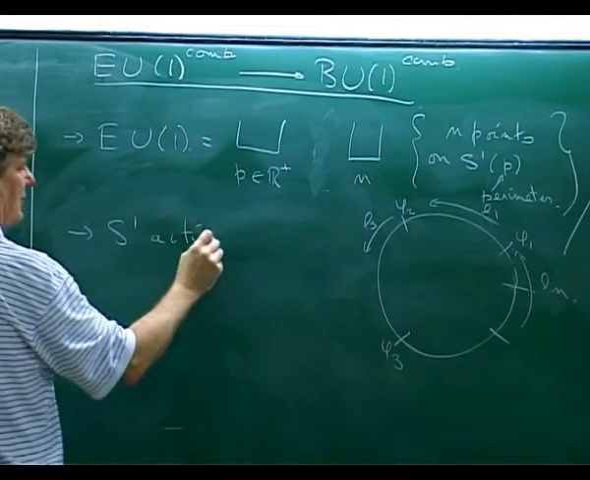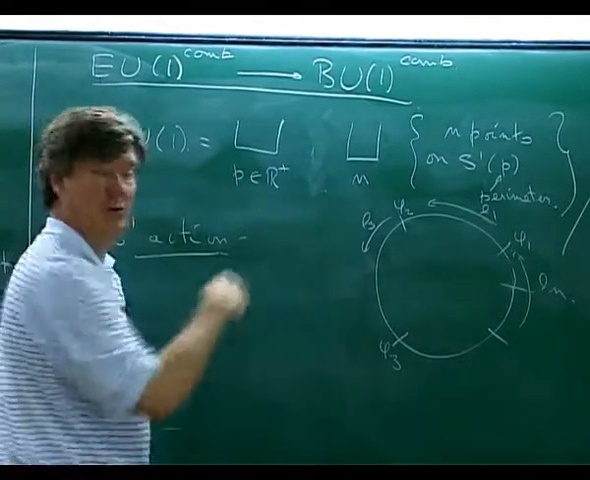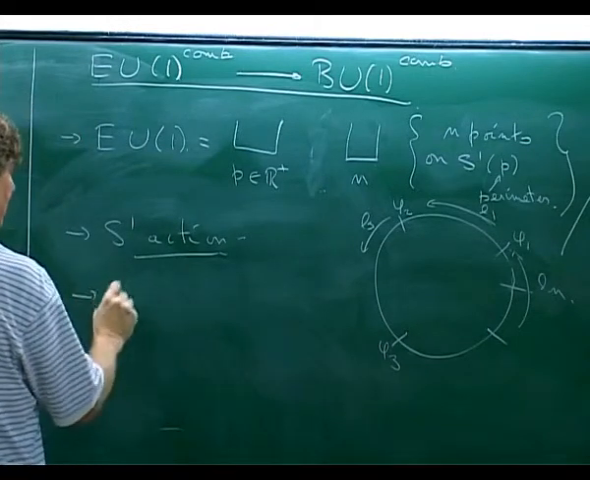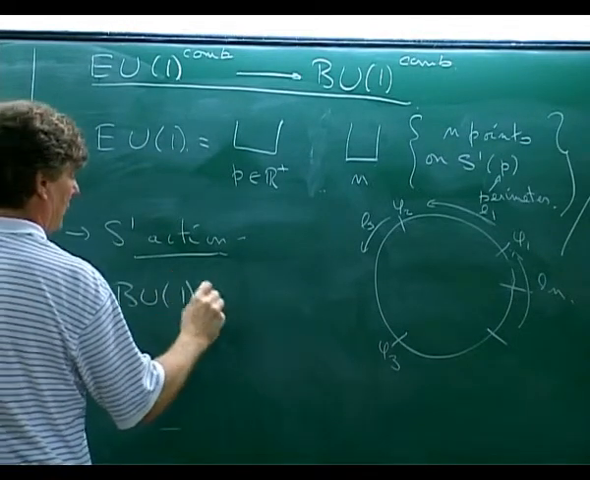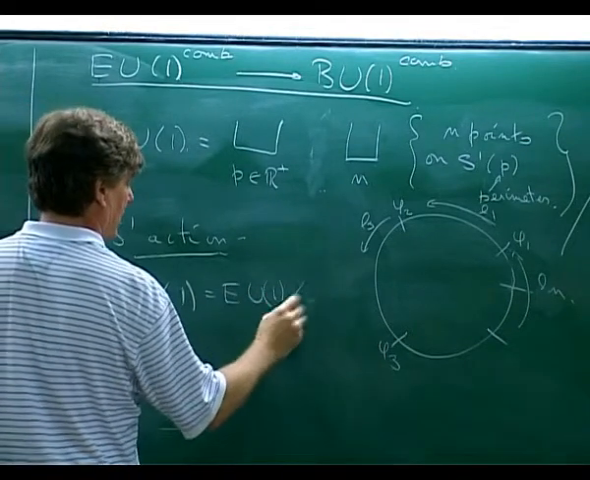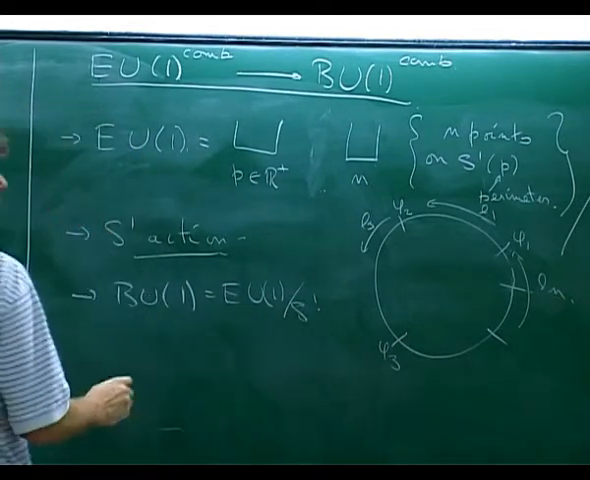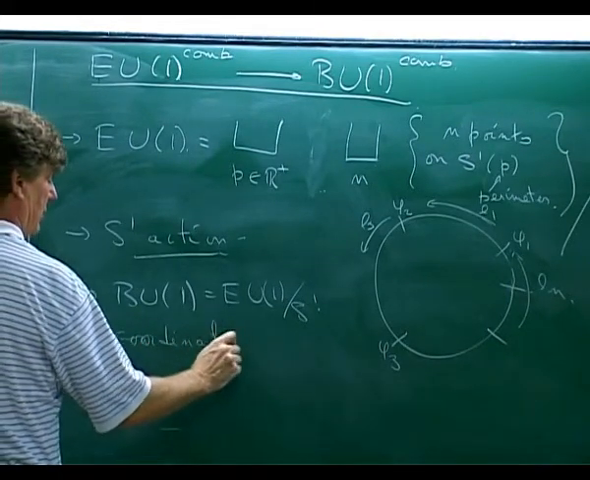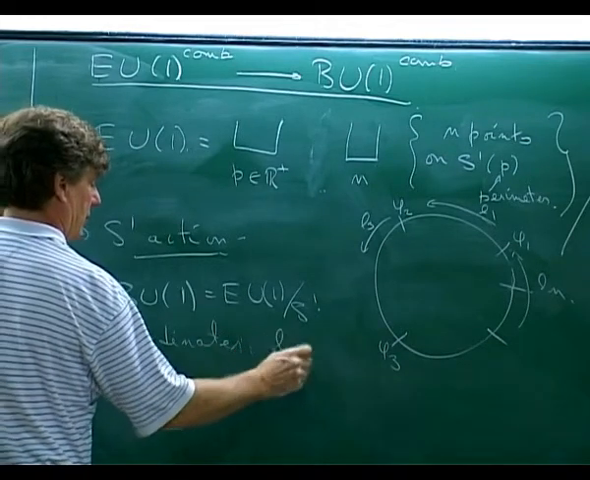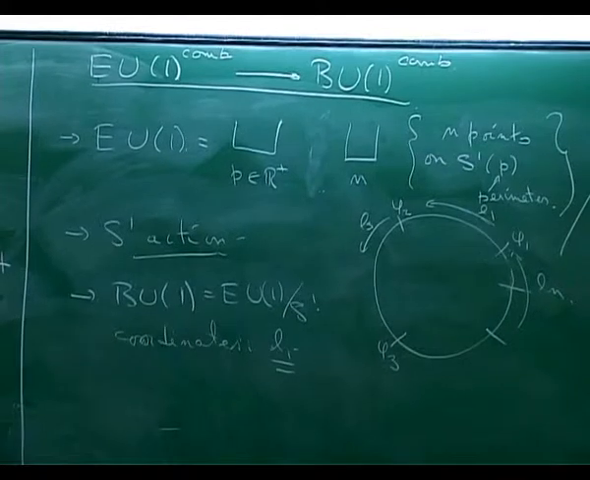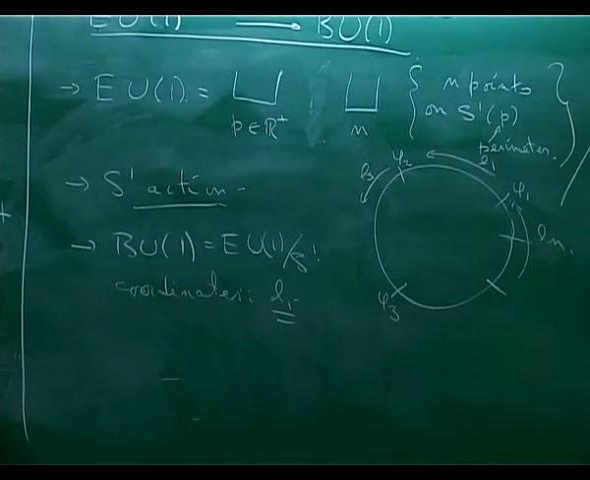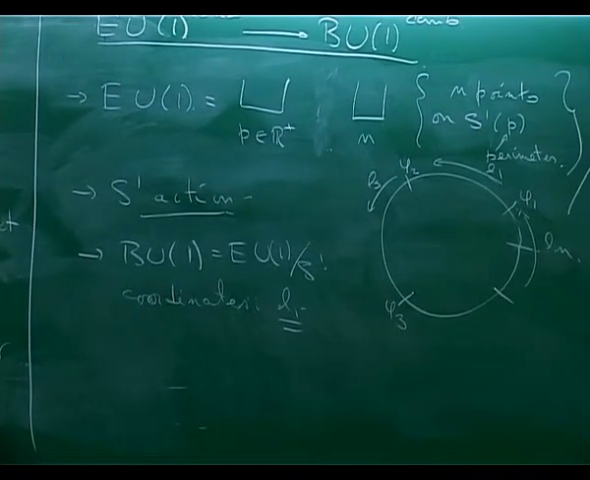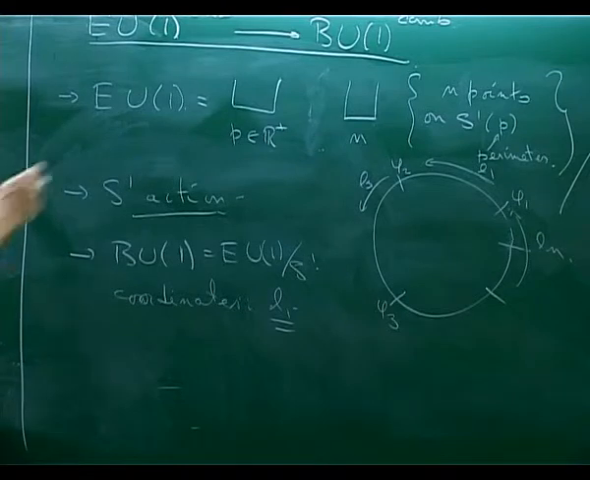There's an obvious S1 action. You just rotate all the points. EU1 will just be EU1 mod S1. And the coordinates here are just the lengths. Now, given world enough and time, you can convince yourself that this is contractible.